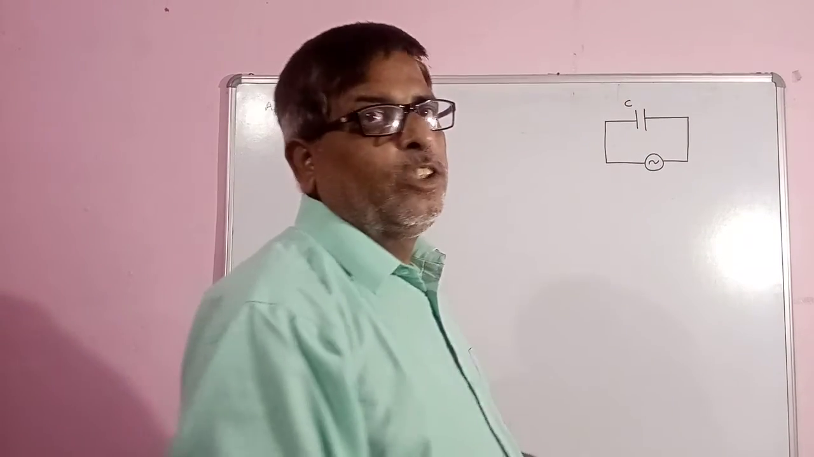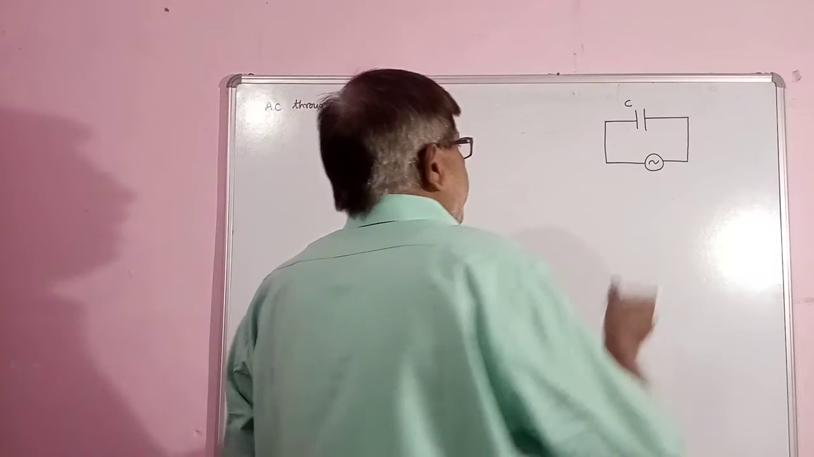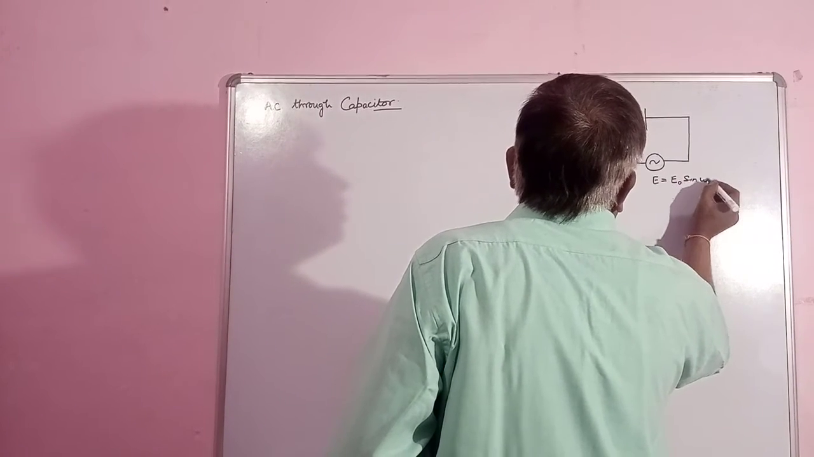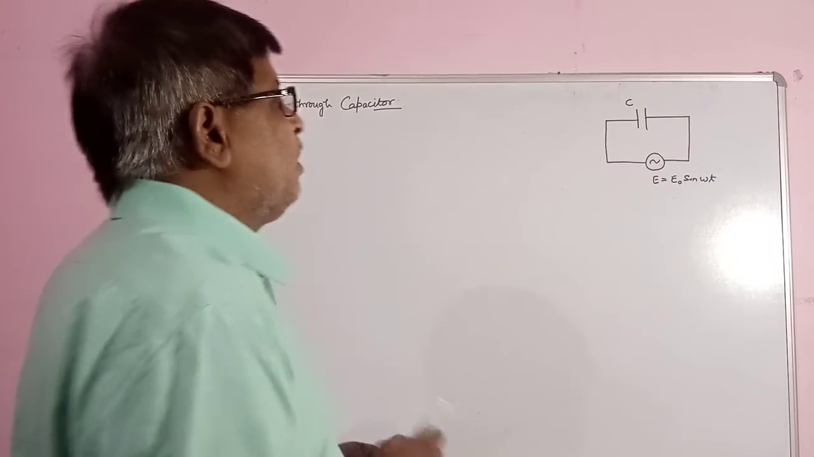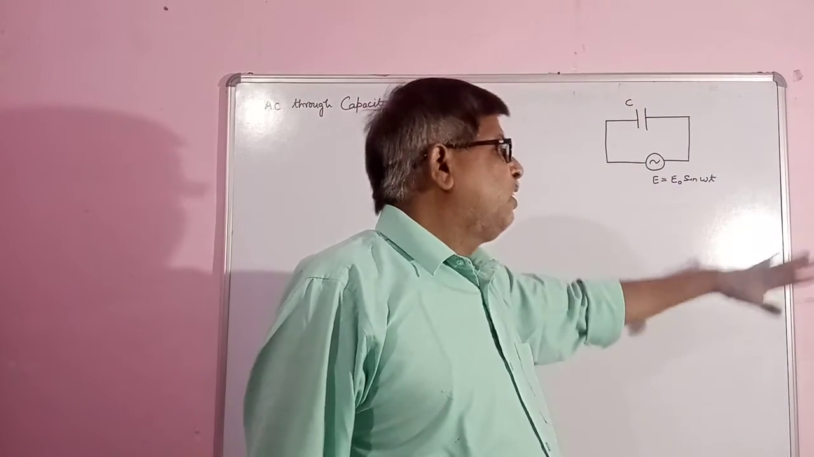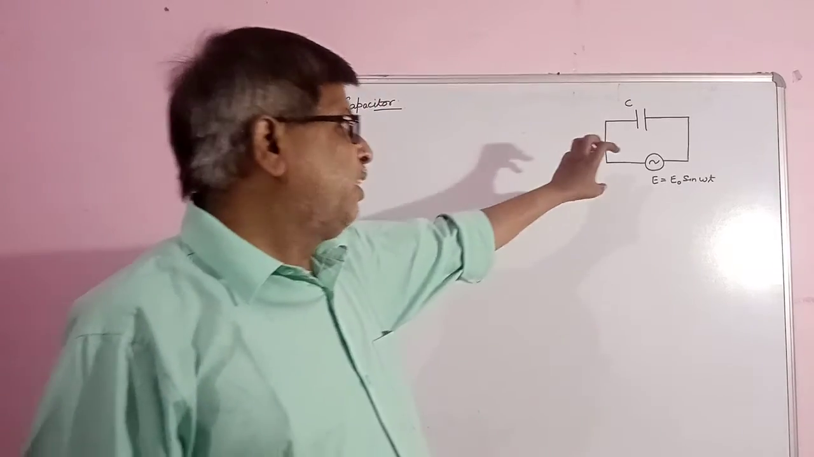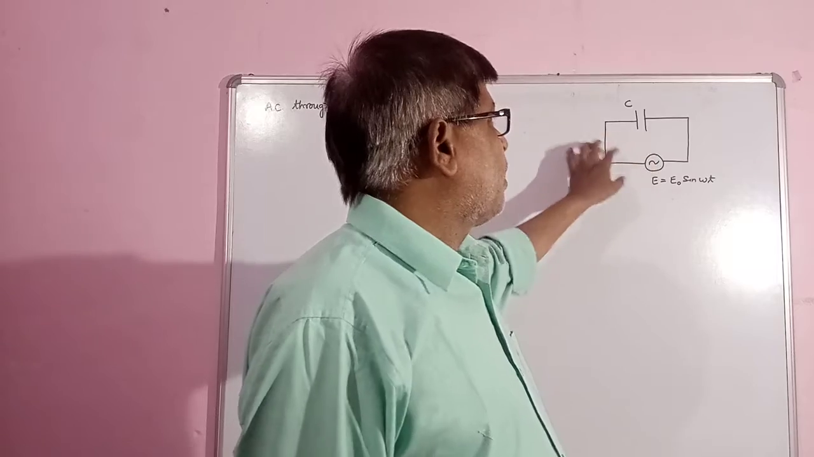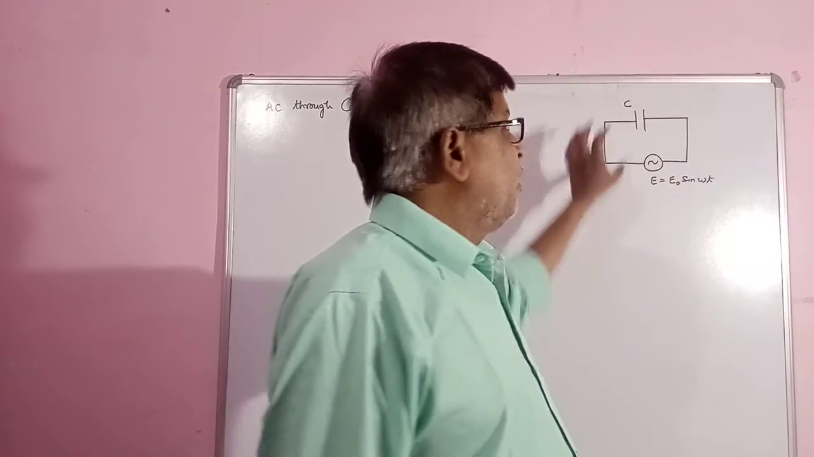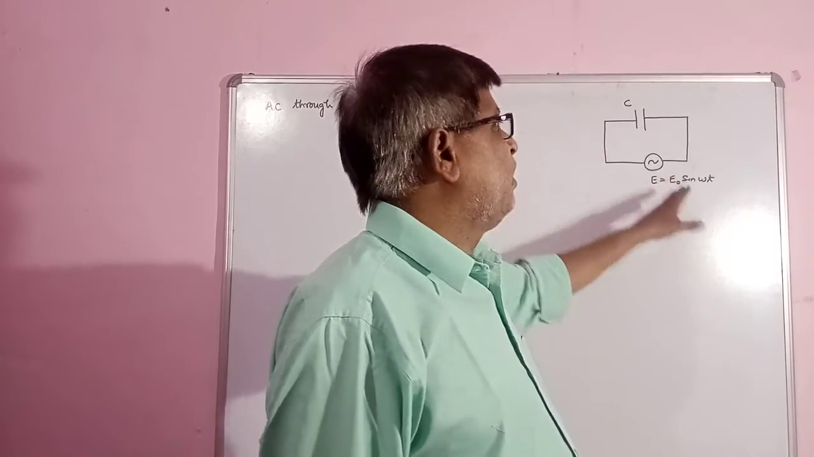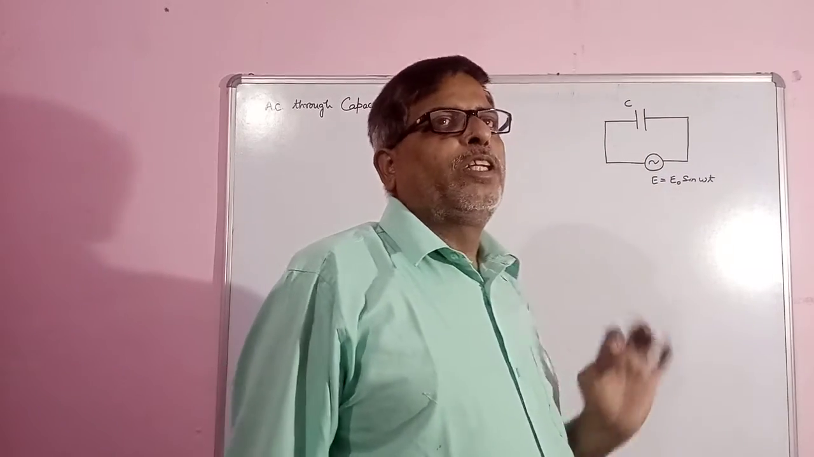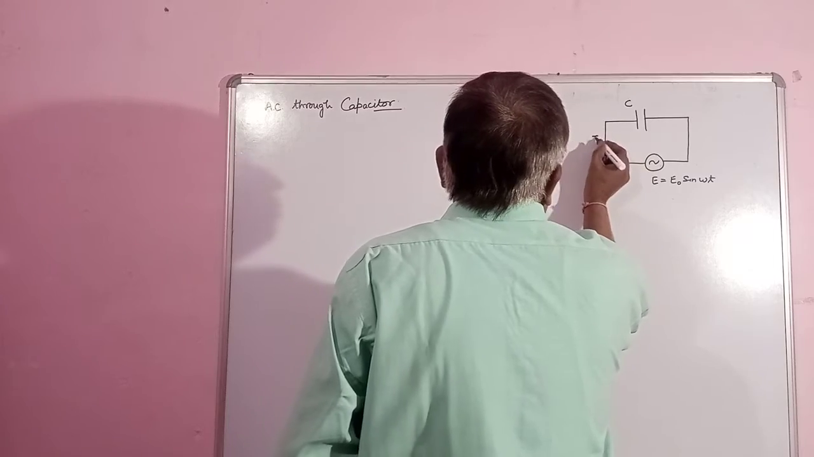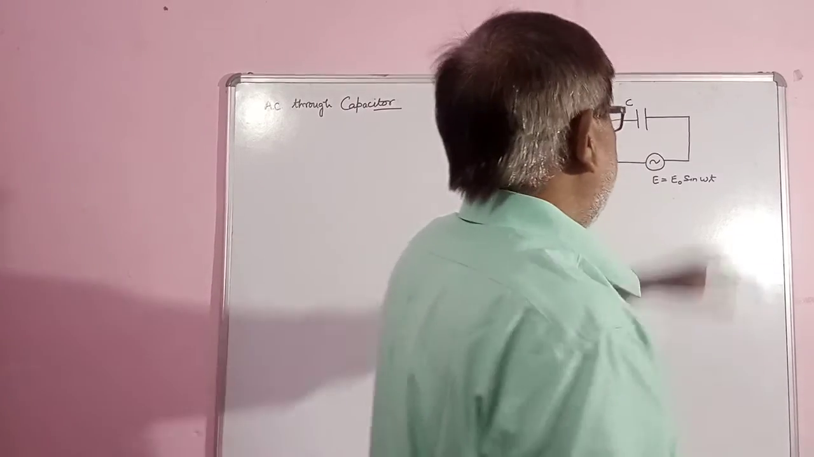This capacitor is connected to an AC voltage source, and the equation of this AC source is given by E equal to E naught sin omega t. Now when we connect this AC source, the current will flow in half cycle this way, in half cycle this way. So at a particular instant, current I will be there, and the capacitor will charge.